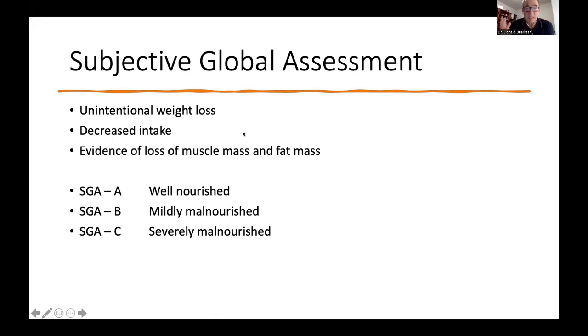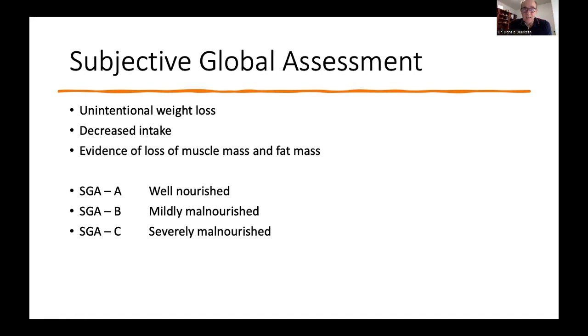If people have decreased intake, and usually that intake is decreased because of either a lack of appetite or specific symptoms, and then when you examine them, you find that they've actually lost muscle mass and fat mass. And this combination, really, if people have findings in this regard, there's evidence that they're simply malnourished.